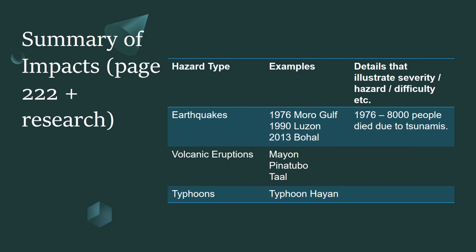Okay, so how I want you to do that is, first off, through the use of a table, and you can see I've put the skeleton of a table on the board here to show you what I mean. So, first column, the hazard type. Well, there's only those three things really we're going to put in there: earthquakes, volcanic eruptions, and typhoons.